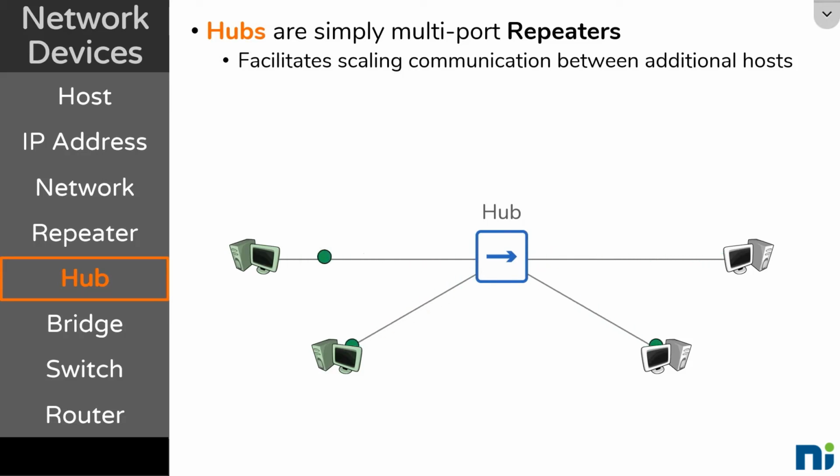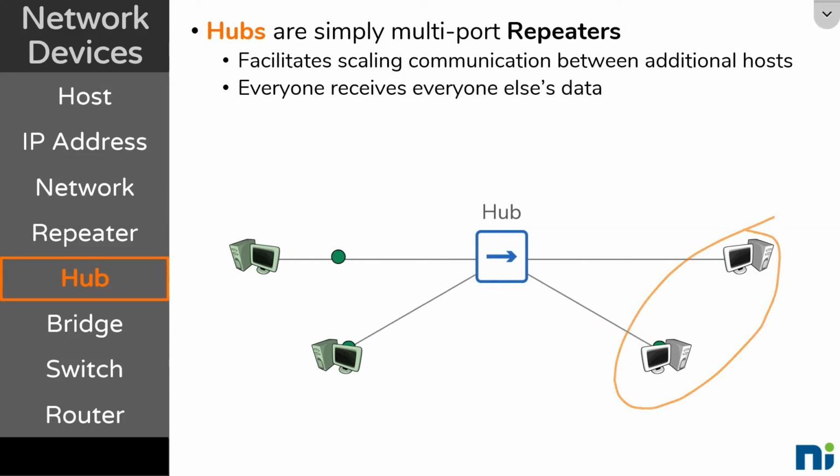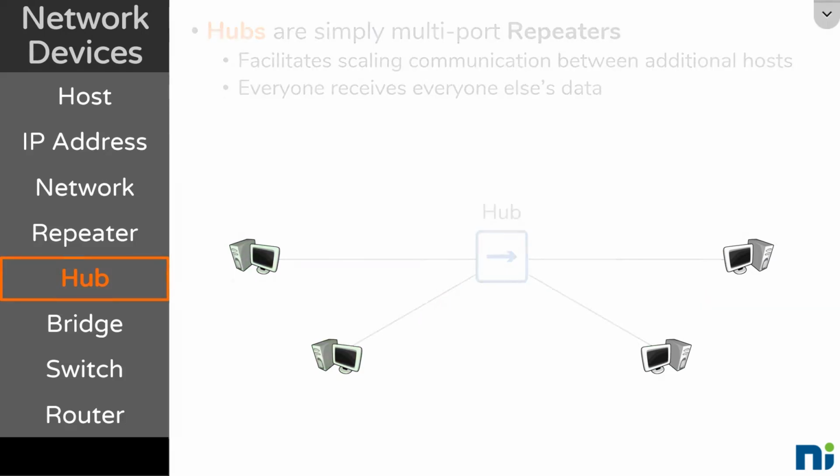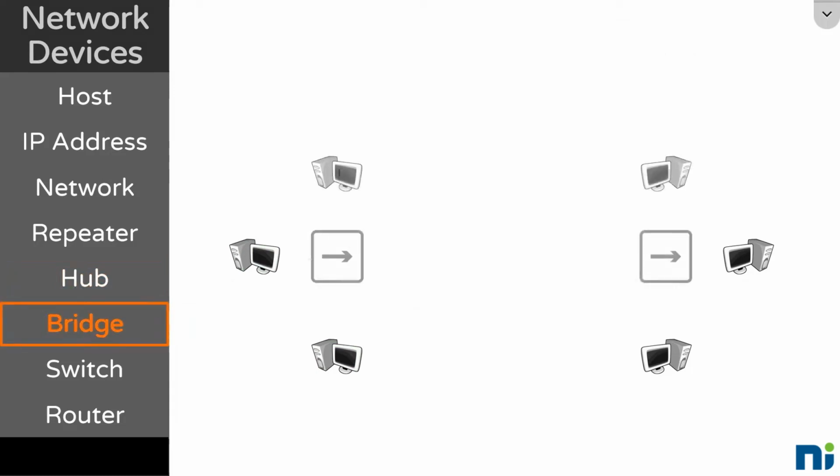But as you can probably see, the problem with a hub is that everybody receives everybody else's data. These two hosts over here, which are uninvolved in the communication between these two hosts, are receiving a copy of everything they send. Which brings us to bridges.